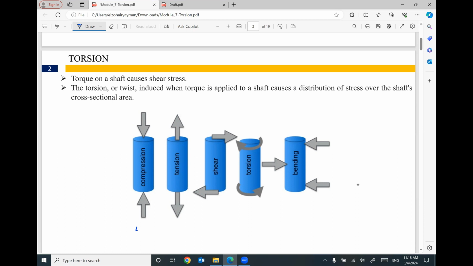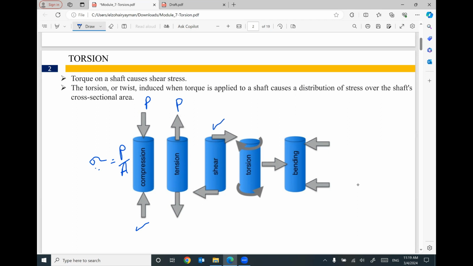It can be a compression force, and this compression force will cause axial stress. Axial compressive stress, sigma, equals the applied force divided by the cross-section area. Sometimes your force is tension, but it will cause the same axial stress, except it will be tensile axial stress. Sometimes we have shear force.